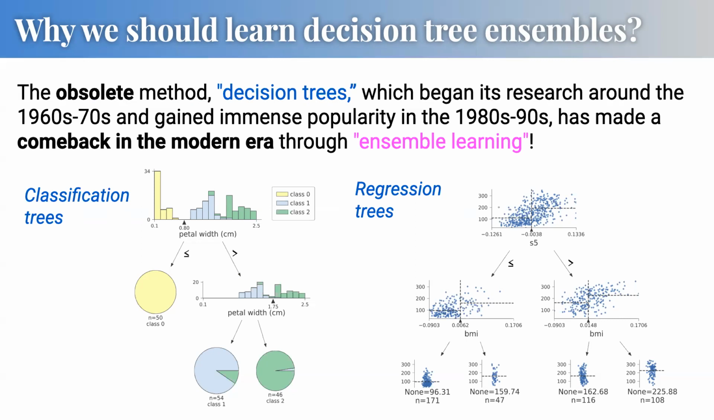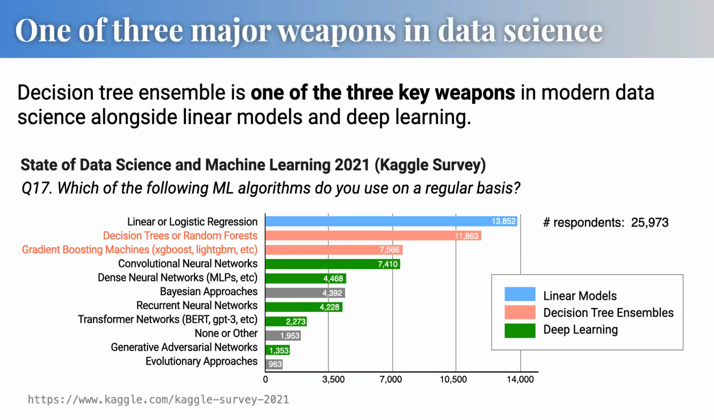And it's quite popular in the 90s. But after the 90s, these techniques became a little bit unpopular due to other state-of-the-art algorithms like kernel methods, or now deep learning. But this decision tree algorithm has made a comeback now with ensemble learning. And I will make sure to show that the decision tree ensemble is widely used in the industry as well as academia.